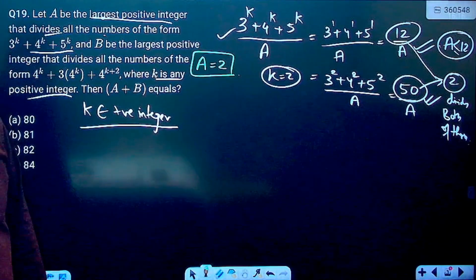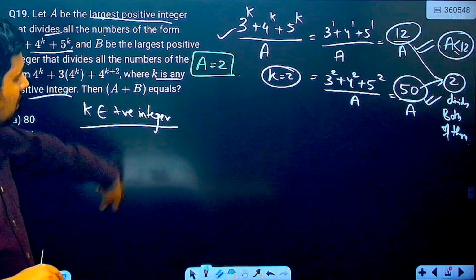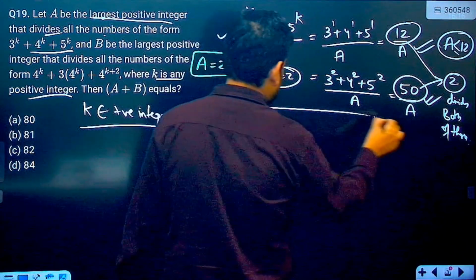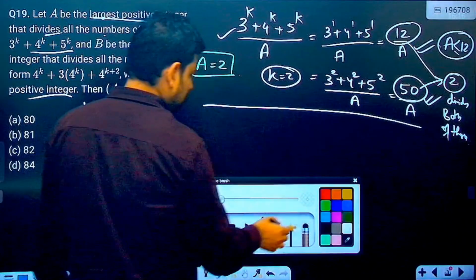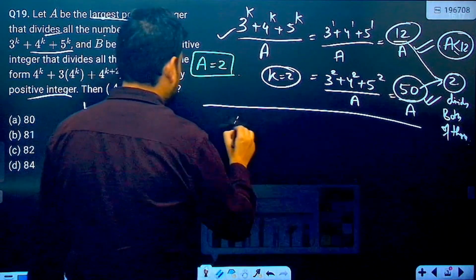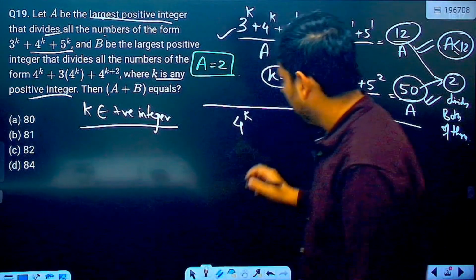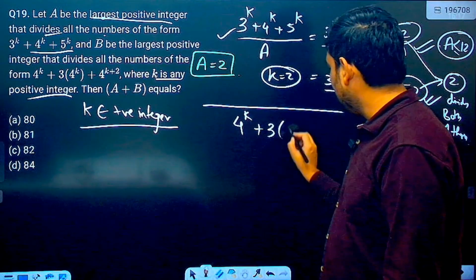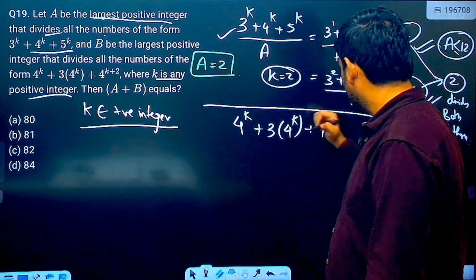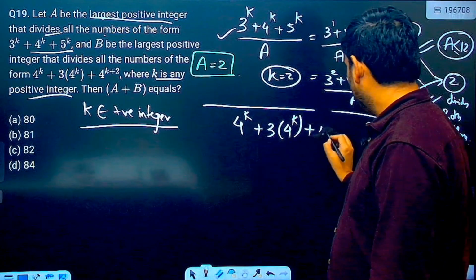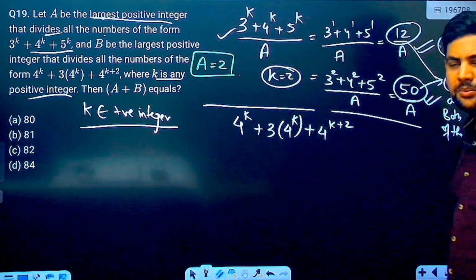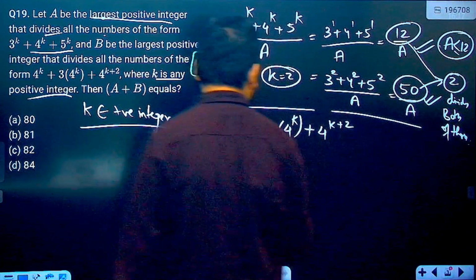But that is just half the question. You have to find b also. Now, let's find b. In b, the expression given is 4 power k plus 3 times 4 power k plus 1 plus 4 power k plus 2. This expression is divisible by b. Again, I have to find b as the largest number.